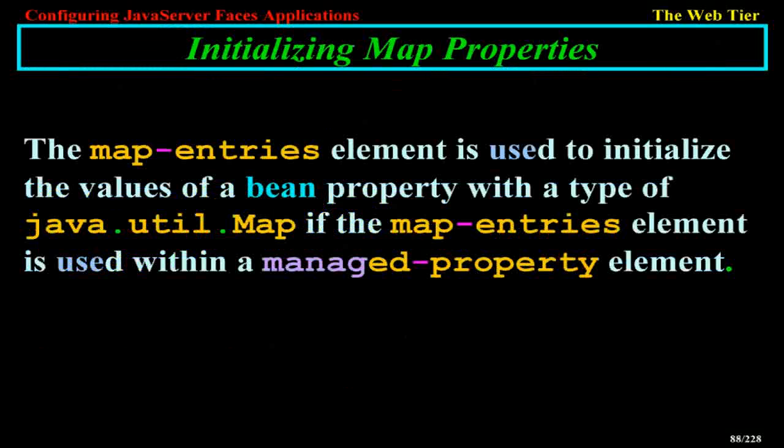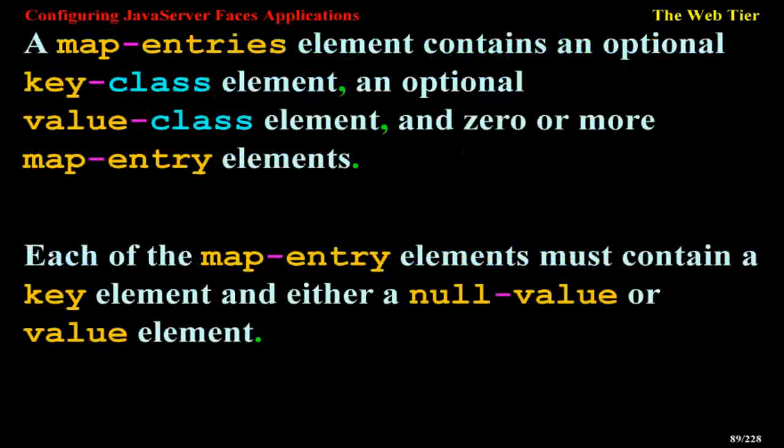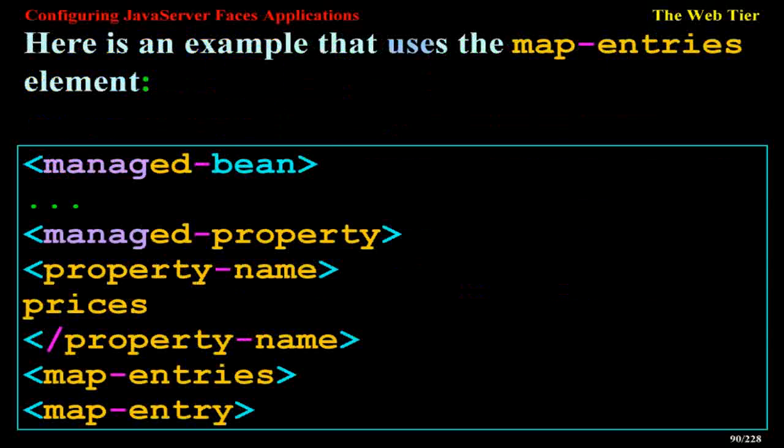Initializing map properties. The map-entries element is used to initialize the values of a bean property with the type of java.util.Map if the map-entries element is used within the managed-property element. A map-entries element contains an optional key-class element, an optional value-class element, and zero or more map-entry elements. Each of the map-entry elements must contain a key element and either a null-value or value element. Here is an example that uses the map-entries element.